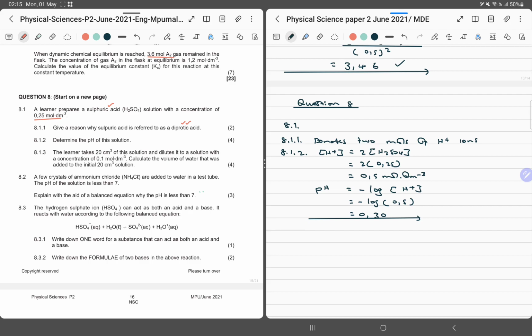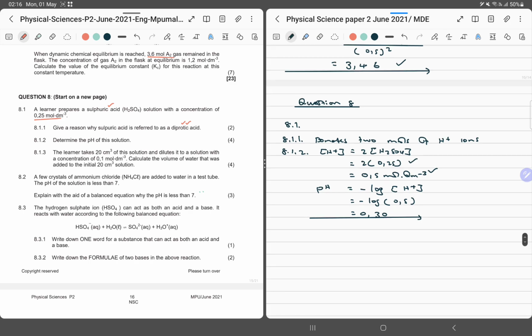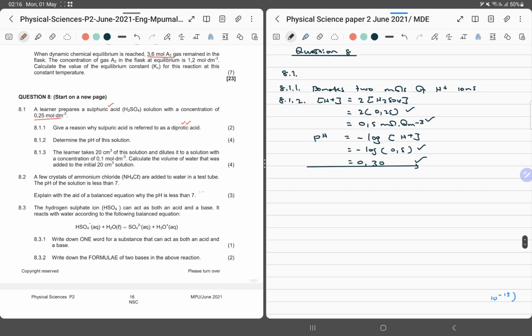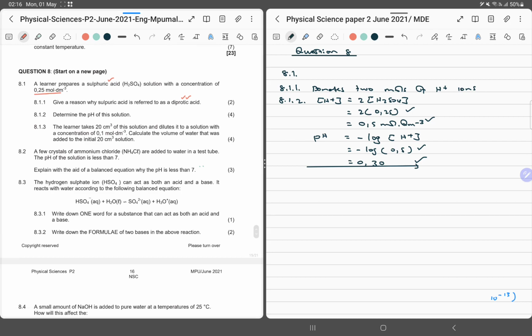So this is a nice calculation. 4 marks. Of course, determining the concentration of that is important. And this is important too, and the answer. Usually, a formula can get a mark. At the end of the day, the 4 marks are in the bag. Let's move on.